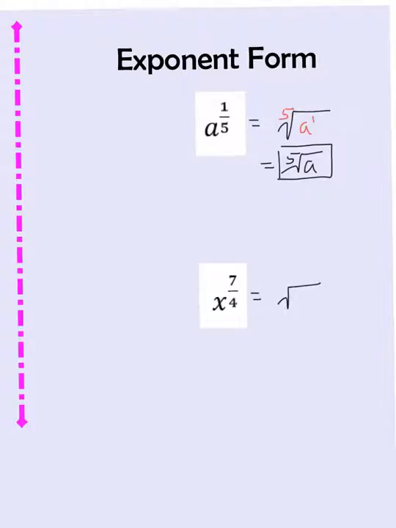Okay, so we know that x is under a radical, and I know that the denominator is going to be my root, so I get the 4th root, and then if I cover up that denominator, I see x to the 7th. So x to the 7th needs to be underneath here.